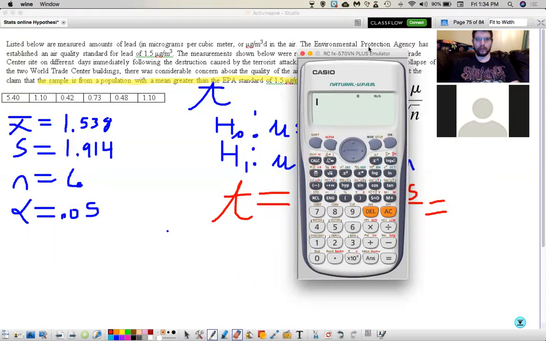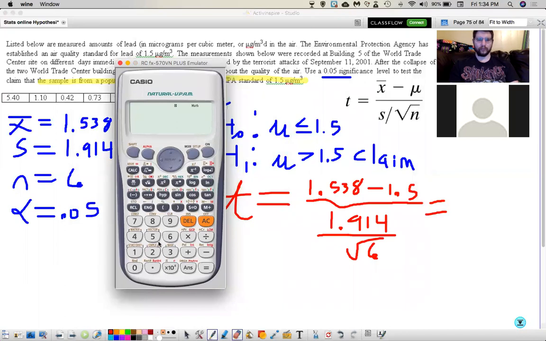Go to mode 1, type it in. So I need a fraction. I'm going to type in A minus 1.5 over B over square root of 6. So I saved X bar as A, I saved S as B. So those have the most digits in there.